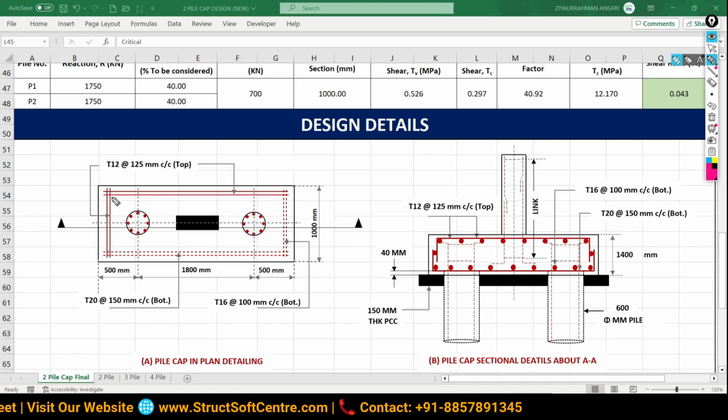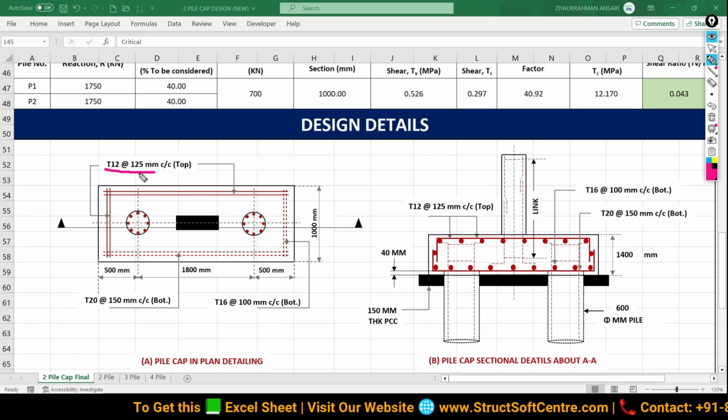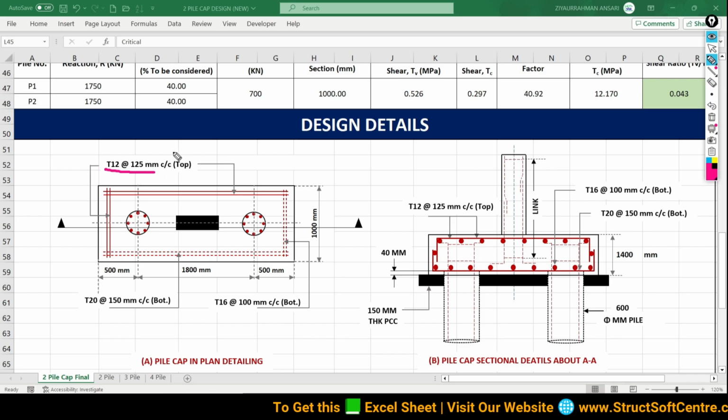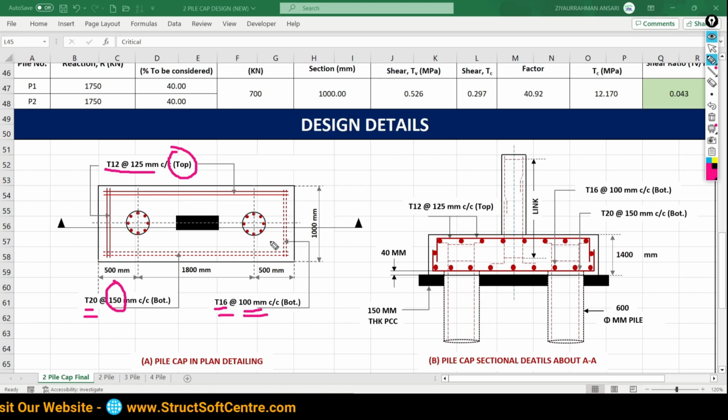As you can find, top reinforcement along the length and width is 12 mm diameter bar at a spacing of 125 mm center to center, which is represented as top. Bottom reinforcement along the length is 20 mm diameter bar at a spacing of 150 mm center to center, and along the width we have provided 16 mm diameter bar at a spacing of 100 mm center to center.